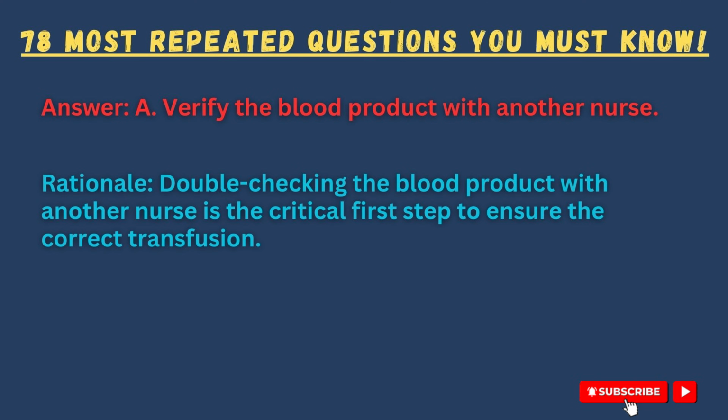Answer: A. Verify the blood product with another nurse. Rationale: double-checking the blood product with another nurse is the critical first step to ensure the correct transfusion.